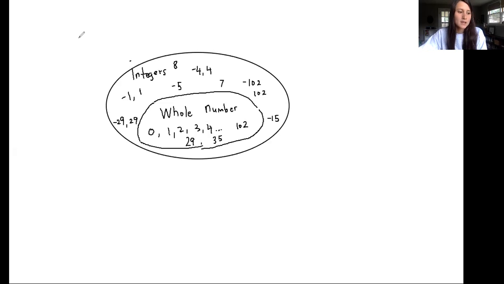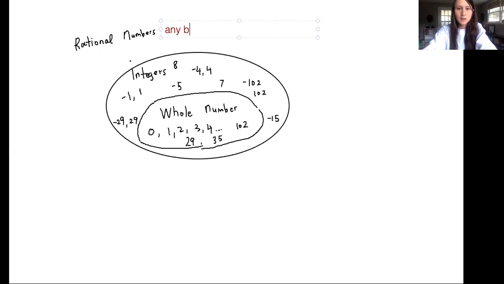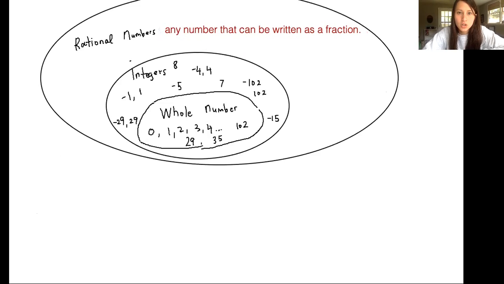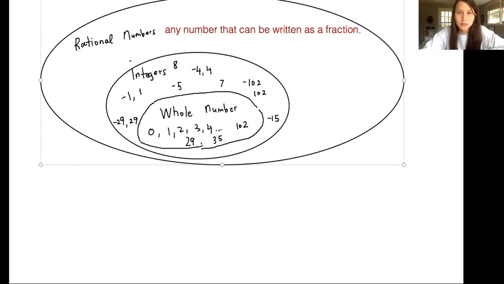So the last category we're going to look at is called rational numbers. Have you heard this term before? Rational numbers. So the simple way of describing what a rational number is would just be any number that can be written as a fraction. Okay, so if you want to write that down as part of the definition, you can put that in there. So a rational number is really just any number that can be written as a fraction. And so we've got our final little category here.